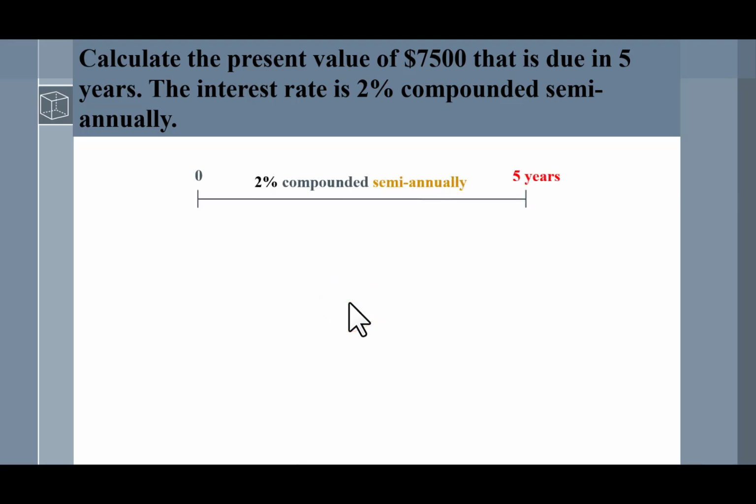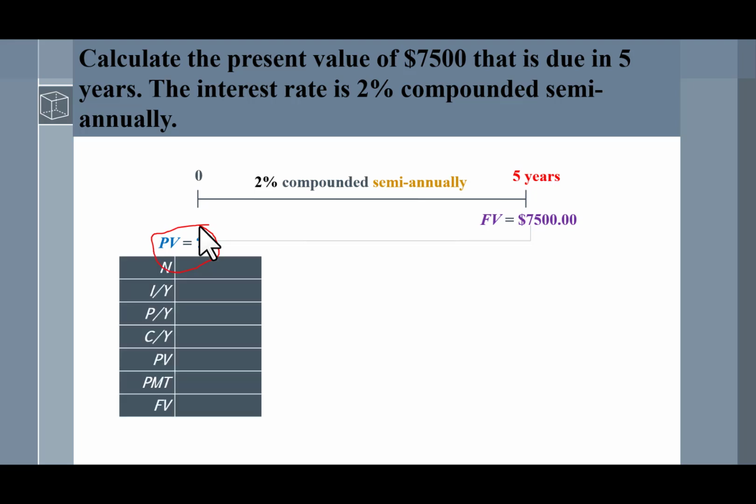Okay, so this is the timeline for it, and we have the future value, and of course we're looking for the present value over here. So our n, as we said, is 5 times 2, which is 10. Interest rate is 2%. PY and CY, since it's compounded semi-annually, it has to be 2. Keep in mind, as we said, when we did the future value, that at this point, PY and CY are the same for compound interest because there is no payment, which means the PMT is also 0.